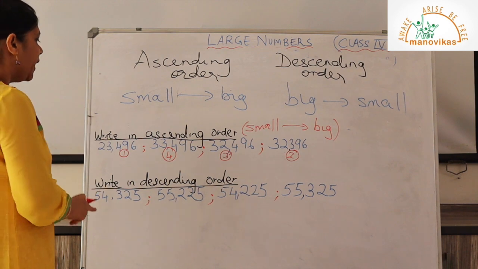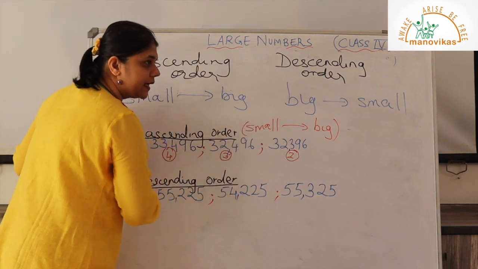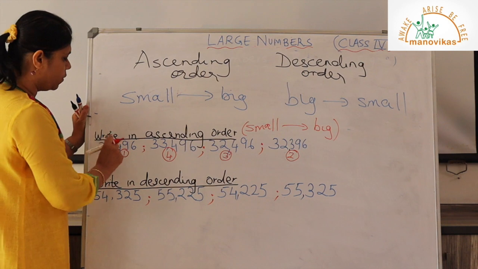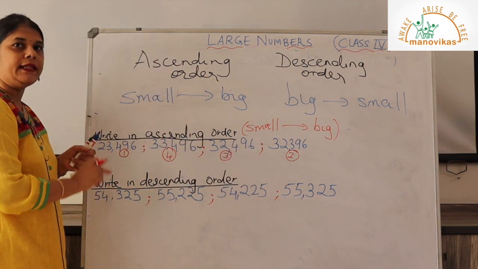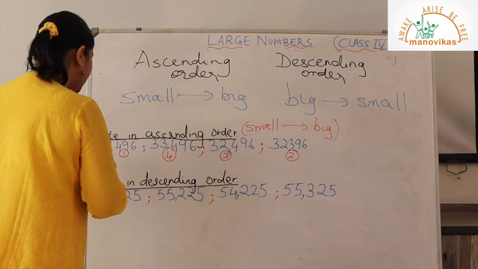Right? Now if I write these numbers again in this serial order 1, 2, 3, 4, I will get the numbers in the ascending order. Let's do it quickly.